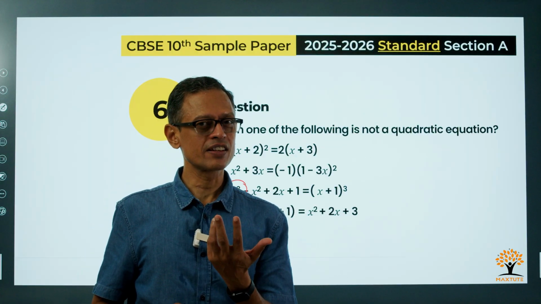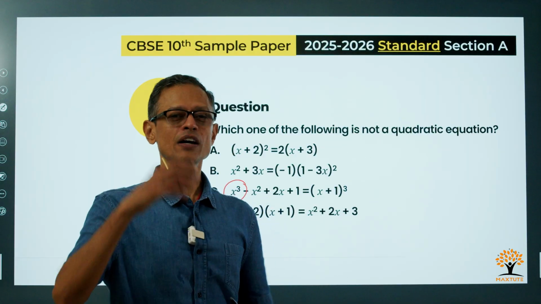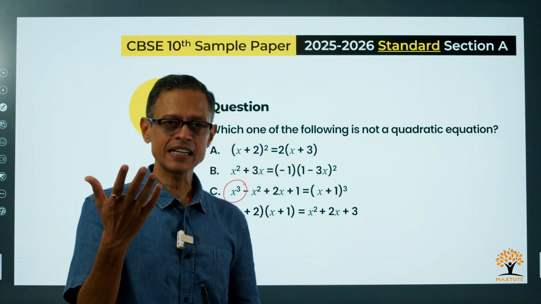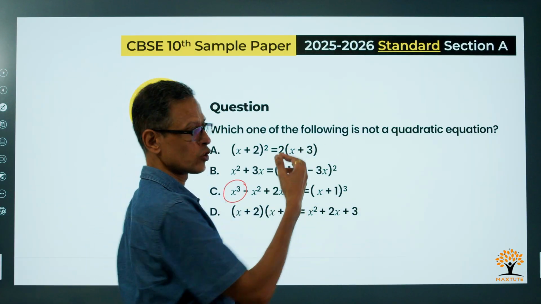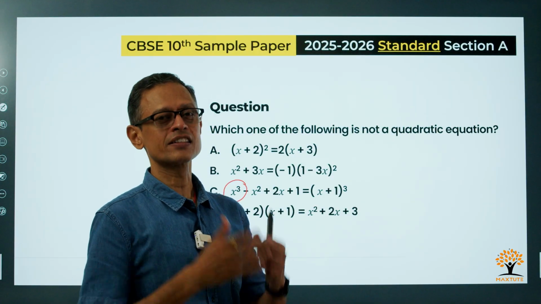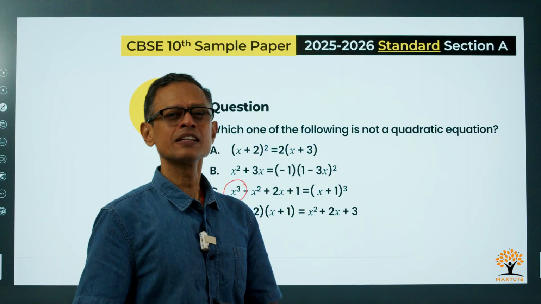Why is it a time consuming question? Oftentimes you'll realize that you have to evaluate all four equations before you come up with the answer. And it is likely that you're lucky, you might get the first one as not being the quadratic and you can mark it and move on. What if it's the fourth one that you're trying? Then it's likely to be a time consuming question. Let's go about it systematically.